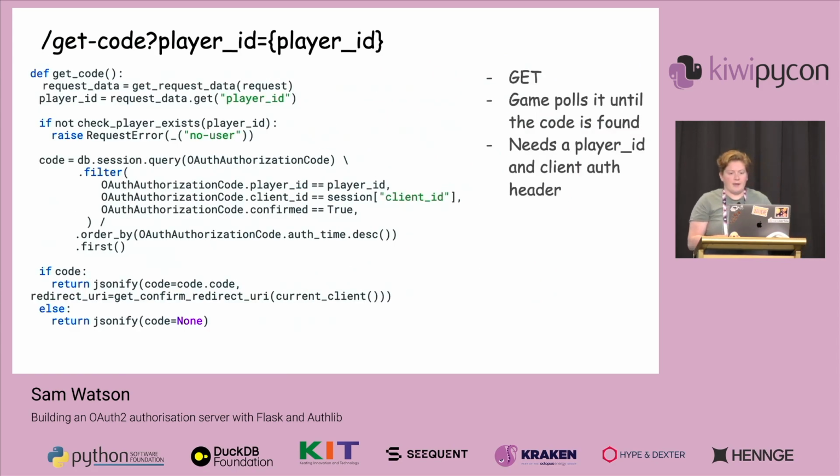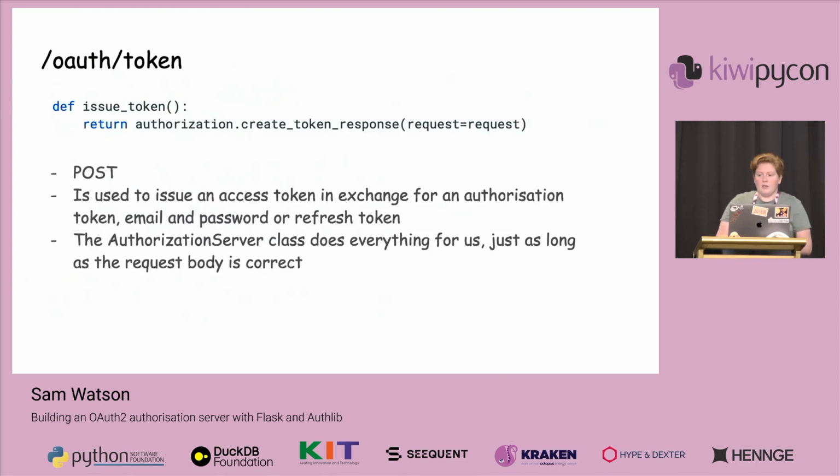When the player goes back to the game, it's pulling an endpoint called getCode, which is just a post, and it sends the player ID along with the client auth header to find the authorization code we just generated. And it sends the code back to the game. The route returns a none value until the authorization code is found. The game then exchanges the authorization code for an access token by calling OAuth/token.